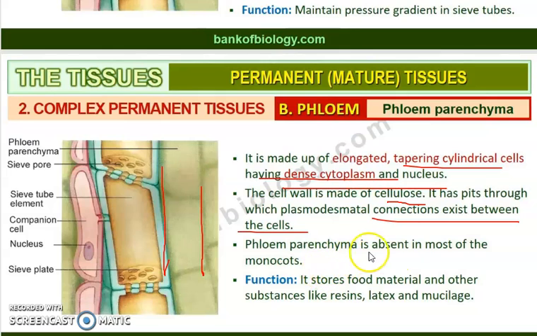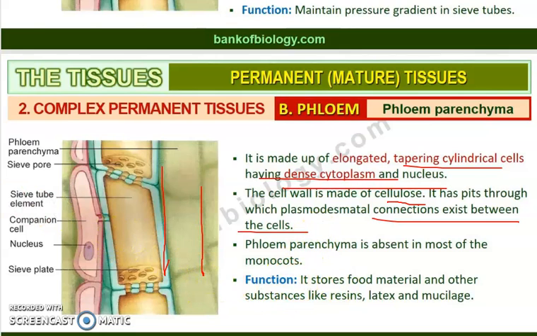Okay, and phloem parenchyma is absent in most of the monocot plants. What are their functions? It stores food material and other substances like resins, latex and mucilage. Okay, so these are all secretions of the plant. All these are stored in the phloem parenchyma. So it stores food material, other substances like resins, latex and mucilage. Right, children? I hope you are clear with it.